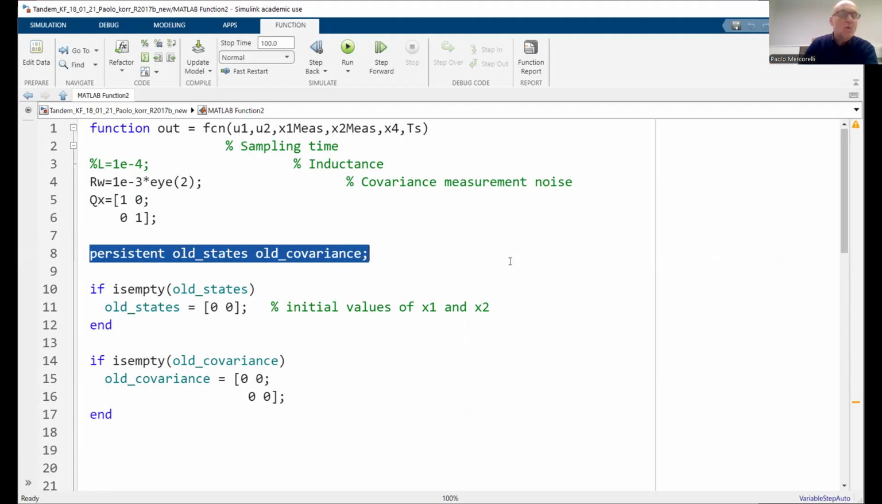Persistent variables, always the old state, old covariance, are the variables which I will reconsider for the next steps. We are working with embedded.